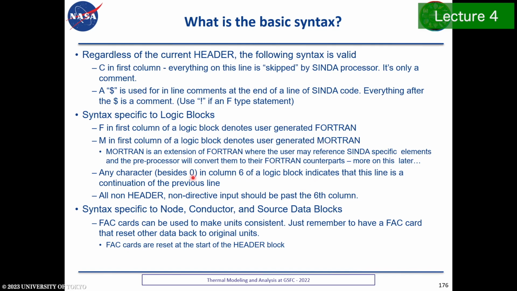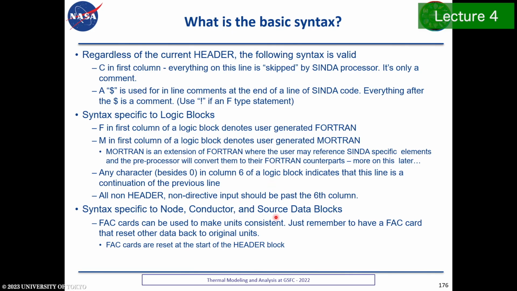Any character besides a 0 in column 6 indicates that it's a continuation. That's Fortran 77. Any non-header or non-directive inputs, like a P-STOP or P-START or SPELL OFF or SPELL ON, should be past the 6th column, so start in column 7. Columns 0 through 5 are usually line numbers, 6 is for continuation characters, and 7 to 132 is where you put your code.